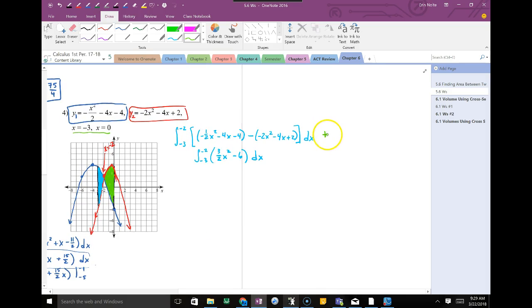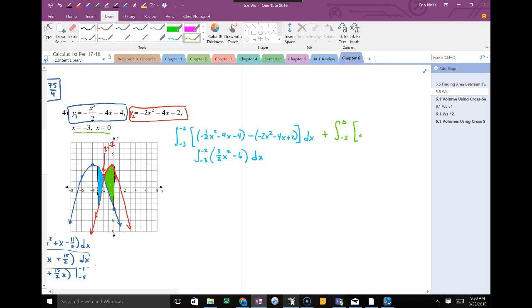All right, now let's do the green area. We'll set up that integral. What does my green integral exist between? Which two x values? Okay, what does the x value exist between? Yep, you've got to add the two areas together.